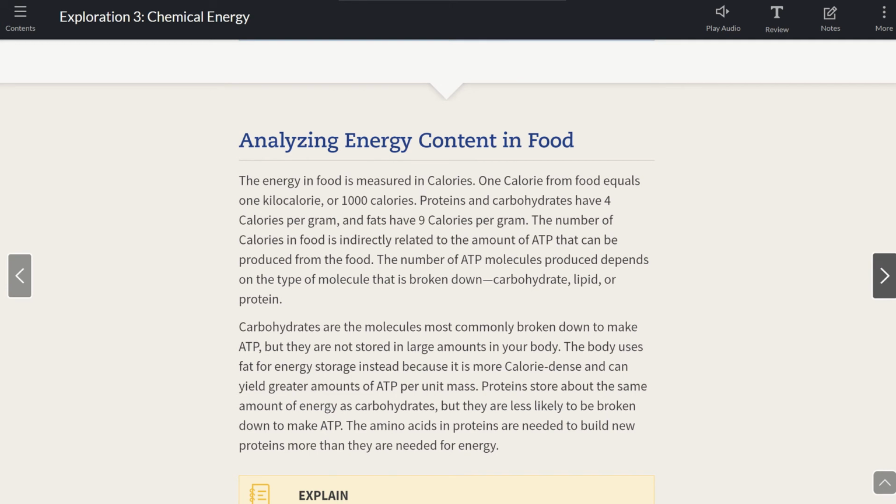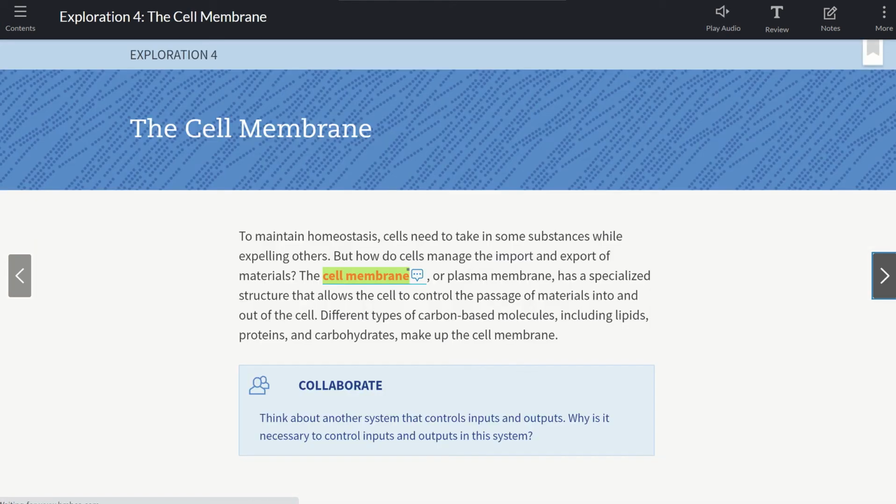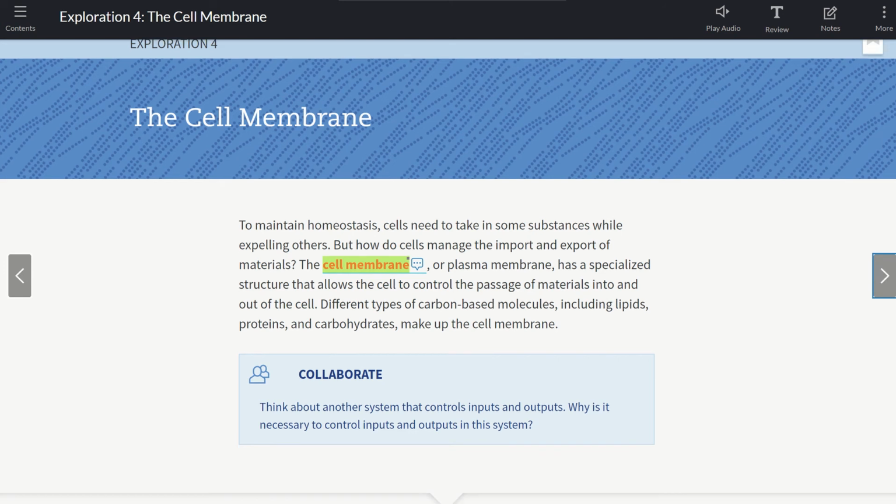All right, so let's go to Exploration 4, which is going to be a little bit longer. This is where we're going to talk about the cell and how it's going to move things in and out of the cell, because we know that cells need to be able to move energy and oxygen and carbon dioxide through our bloodstream to get to every single cell, and being able to get in and out of it is very important.